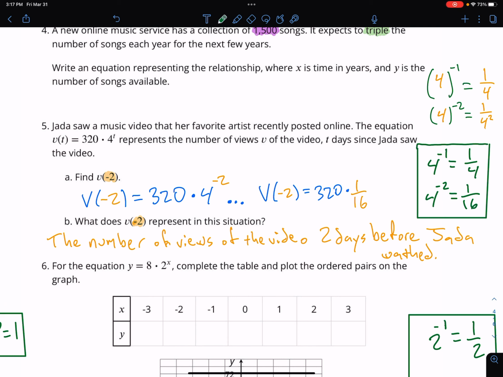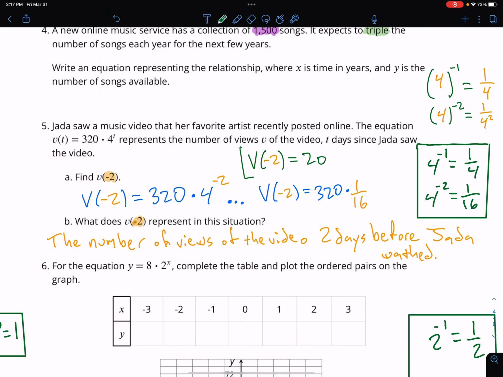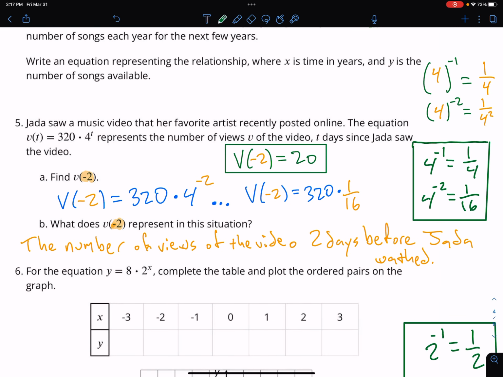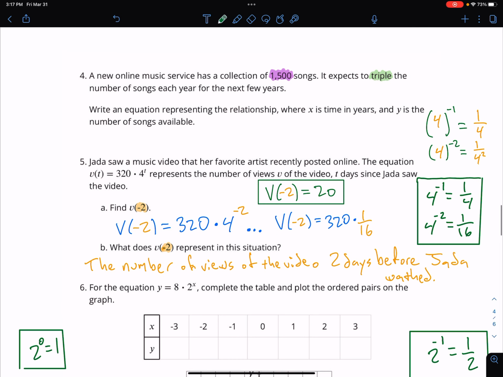So what's our final answer here? V of negative 2 equals 20. Just remember, if you're going backwards, you're doing the opposite. If you're multiplying by 4 going forward, you're going to divide by 4 going backwards. And that's what negative exponents are doing here. They're giving us a chance to really see why negative exponents work the way they do and why mathematicians use this for negative exponents.